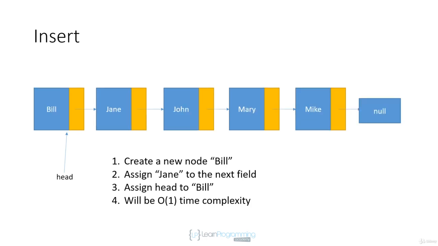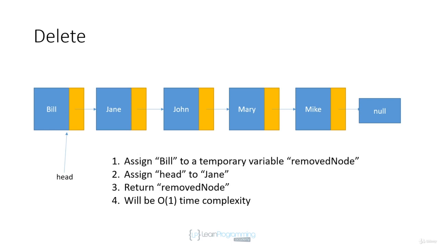And so after the insertion, this is what the list would look like. Bill's next field points to Jane, and the head field now points to Bill because he's at the front of the list. So how about deleting? Now, what if we wanted to pull Bill off? And once again, we'll want to delete from the front of the list. Otherwise, we're going to have to traverse the list looking for the node we want to delete.